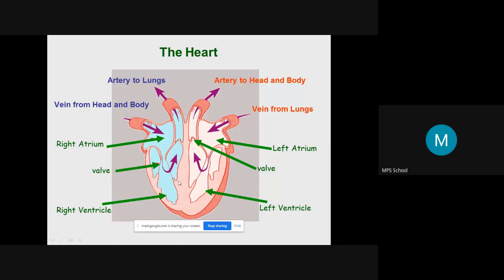And when the two ventricles contract, this valve will be opened, and at the same time oxygenated blood will be supplied to the head and body, and deoxygenated blood will be pumped to the lungs for carrying the oxygen in the blood.